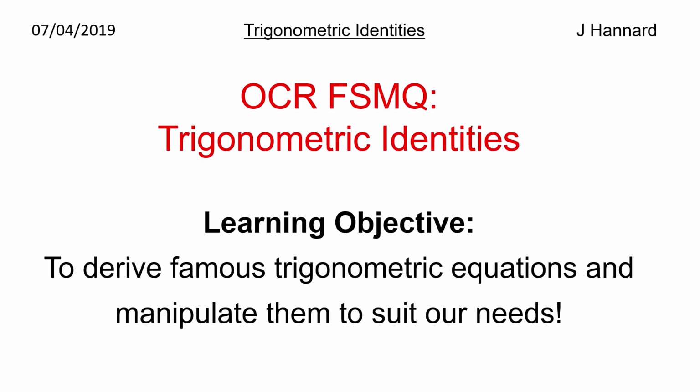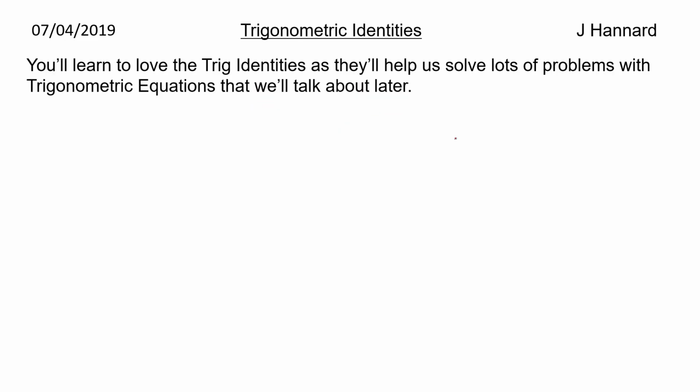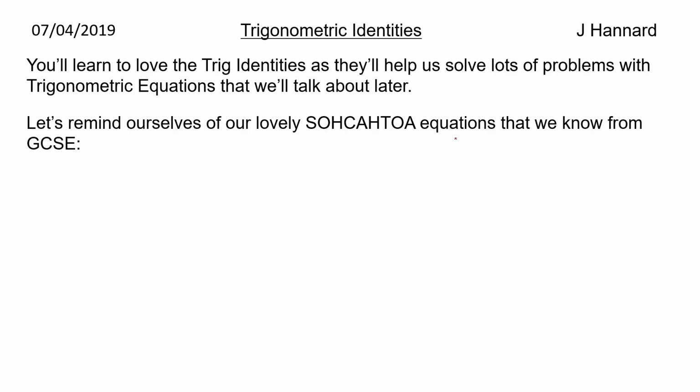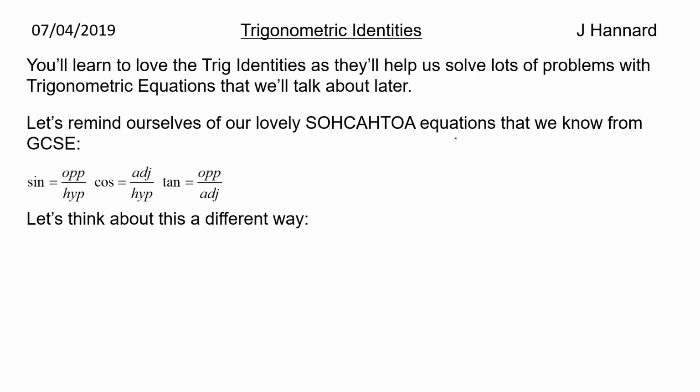So first of all, let's begin with this. You'll love to learn trig identities as they'll help us solve lots of problems with trigonometric equations that we'll talk about a little bit later. Let's remind ourselves of our lovely SOH CAH TOA equations that we know from GCSE. So sine equals opposite over hypotenuse, cos equals adjacent over hypotenuse, and tan equals opposite over adjacent. Let's think about that in a different way.